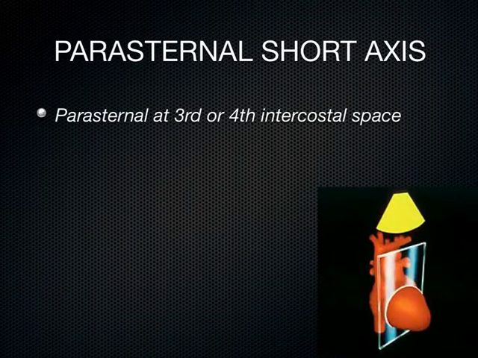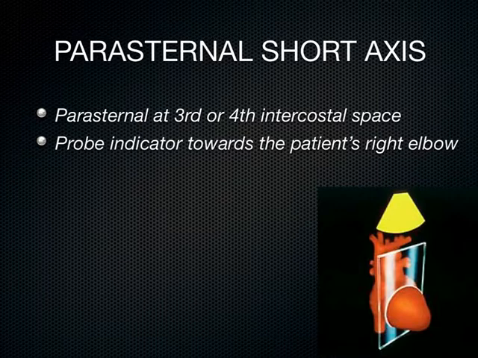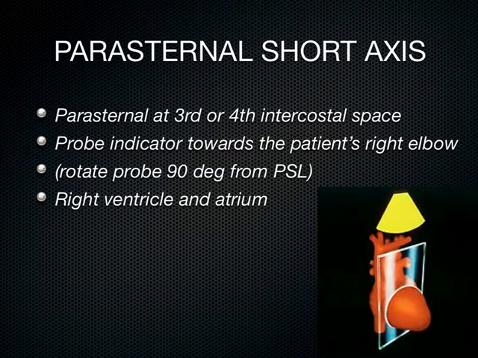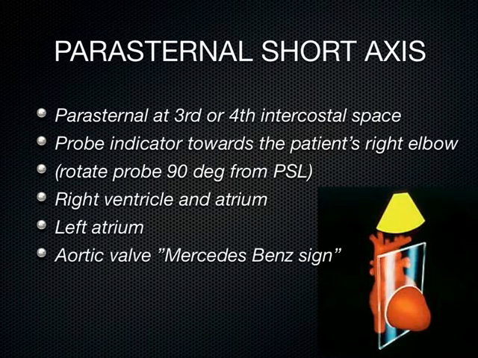The short axis is just like the long axis, except now we have the indicator aimed to the patient's right. So you start from that left elbow in the parasternal long, and then you rotate it to the patient's right elbow, 90 degrees from where you found the best parasternal long. And basically, you're going to see the right ventricle, you're going to see the atrium seen very easily, and also the left atrium. You can see down to the aortic valve, which is the Mercedes-Benz sign.